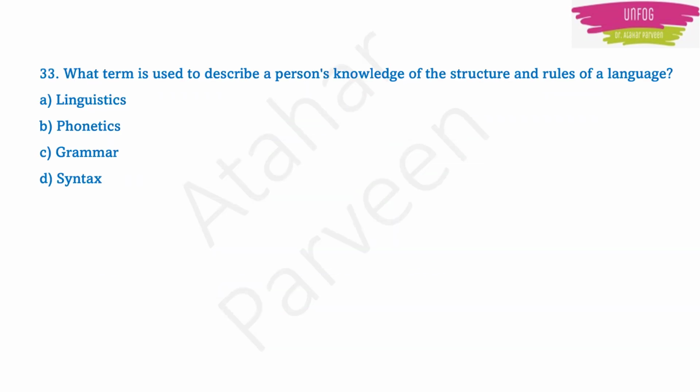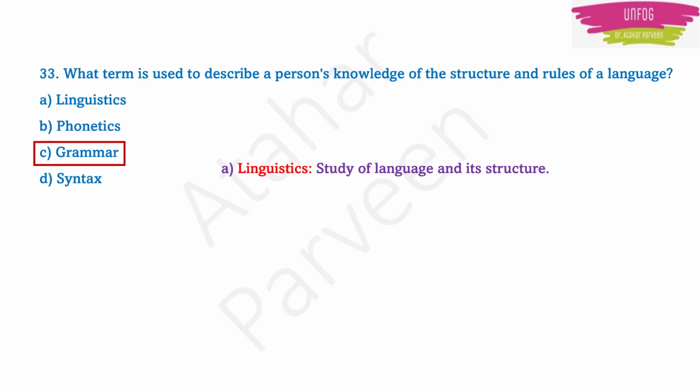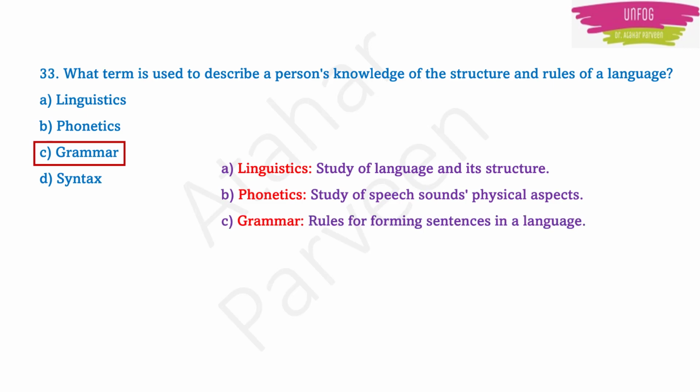Next question. What term is used to describe a person's knowledge of the structure and rules of a language? So, which is the term? It is grammar. Structure and rules of language all come under grammar only. Other terms: linguistics means the study of language and its structure. Phonetics, I already told you, is about sound. Grammar is rules for forming sentences or the structure of a language. And syntax, I already told you, is rules for sentence structure and word arrangement.